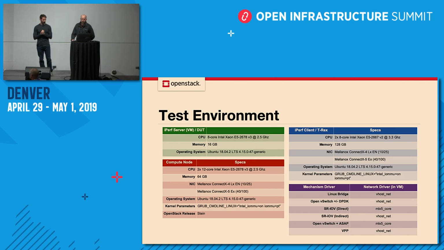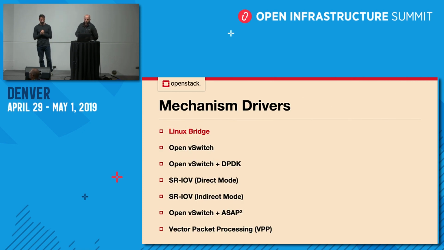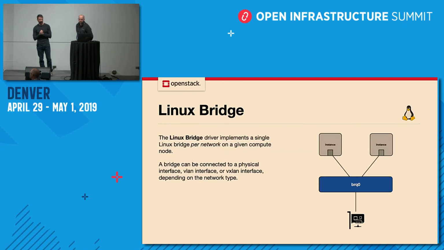Correct. All right, so the first mechanism driver that we've chosen to test is the old standard LinuxBridge. The LinuxBridge driver implements a bridge per Neutron network, and its goal is to provide instances layer 2 connectivity to the physical network infrastructure. For every network that we have in Neutron, we will have a BRQ bridge, a Linux bridge, on that compute if needed.